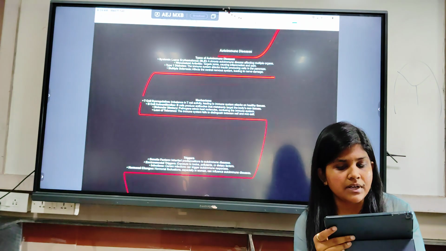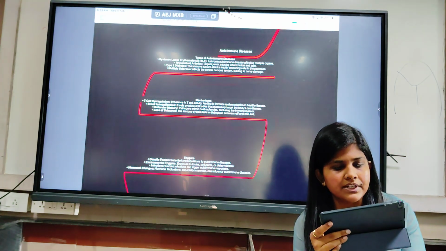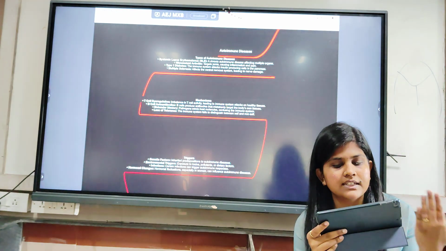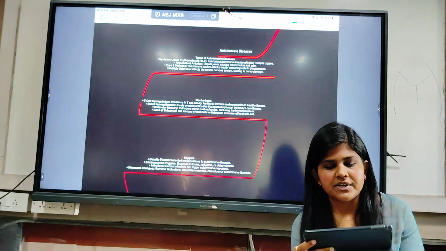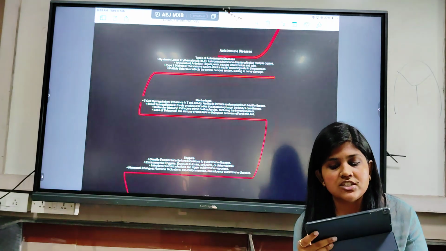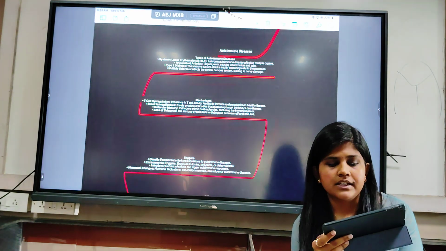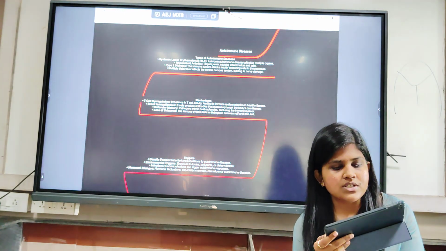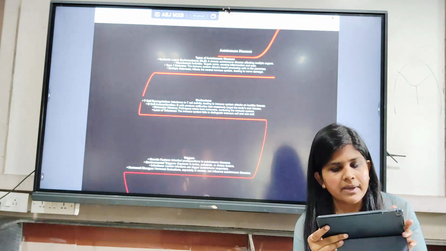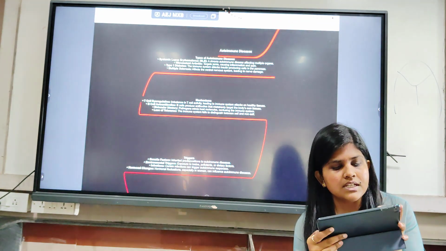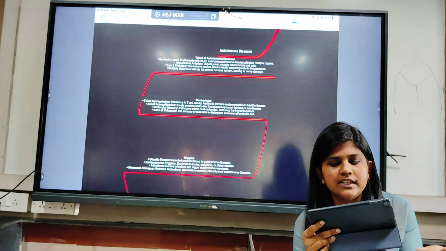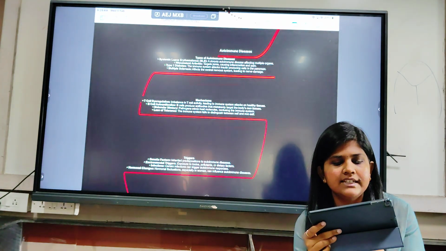There is rheumatoid arthritis, which targets the joints, causing inflammation and pain. Next we have type 1 diabetes, where the immune system attacks insulin producing cells in the pancreas. And multiple sclerosis affects the central nervous system, leading to nerve damage. The mechanism of autoimmune disease is T cell dysregulation. There is an imbalance in T cell activity, leading to the immune system attacking healthy tissues.